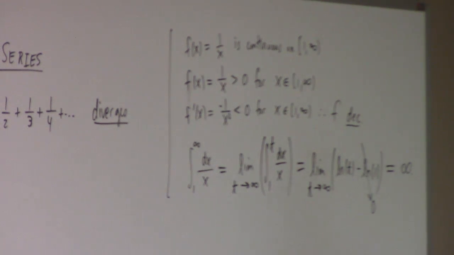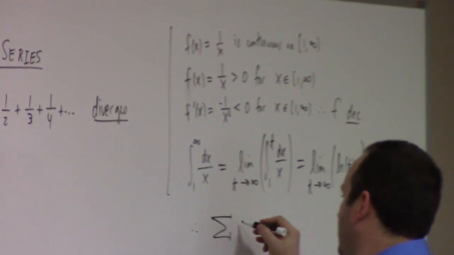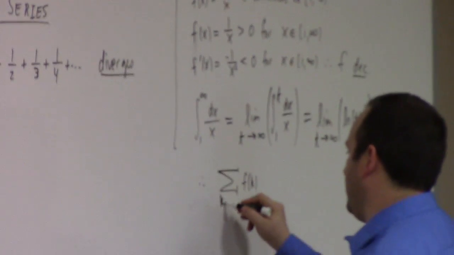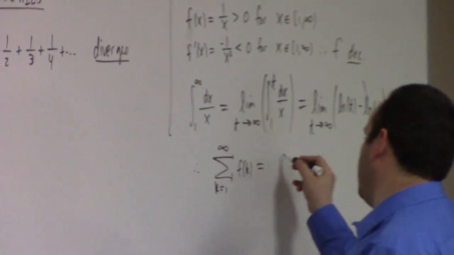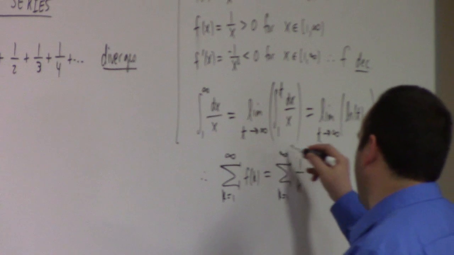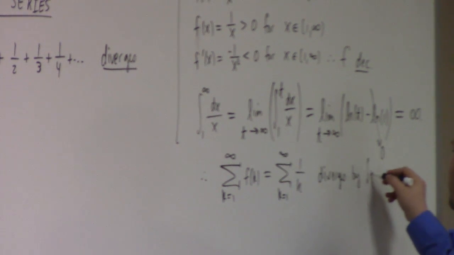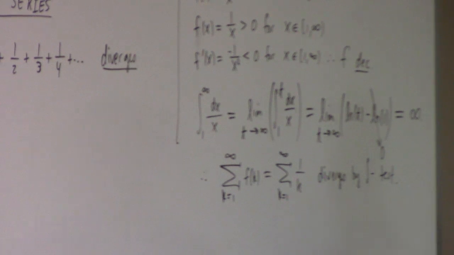Therefore, the sum of f of k, k equals 1 to infinity, which is, by the way, exactly the harmonic series, diverges by the integral test. It's fun to stop and count the roses here for a second.